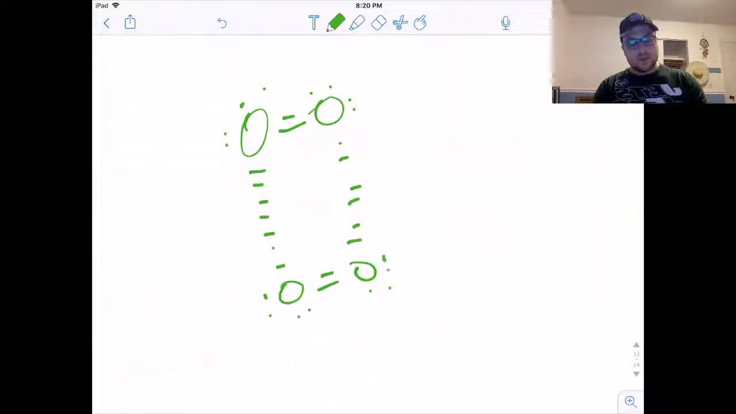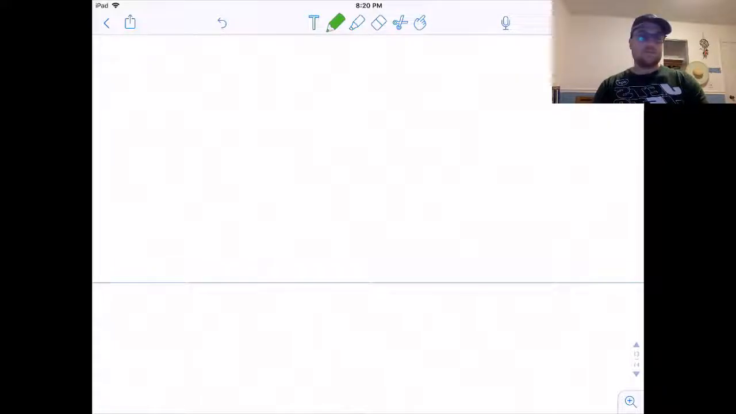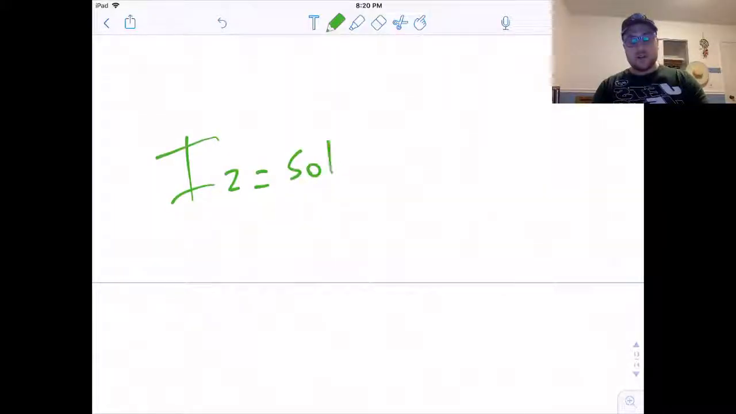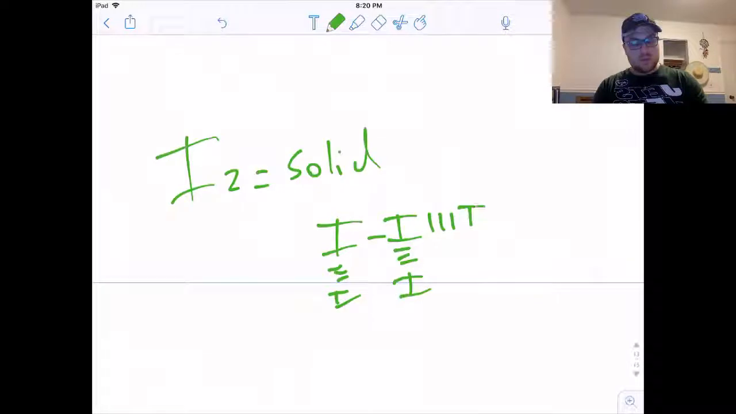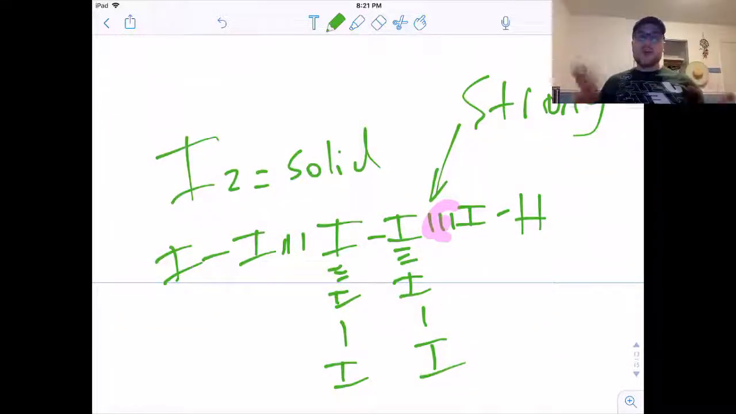But if you take something like iodine, I2 at room temperature is a solid. So iodine has very strong attractions. They're very close together at room temperature. They are all attracting each other very closely. So these right here are strong. So the stronger your IMF, the more likely you're a solid. The weaker, the more likely you're a gas. Because the stronger your IMFs, the higher your melting, the higher your boiling, the lower your vapor pressure.